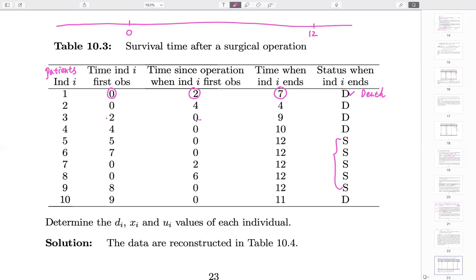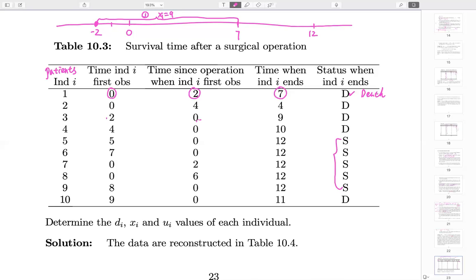Okay, the first patient received the surgery at time -2, so 2 weeks ahead of the starting time. Passed away somewhere down here. So this is the trajectory for the first patient. Okay, well, passed away, so we know X1 is 9. Right, so the first patient survived 9 weeks after his or her surgery.